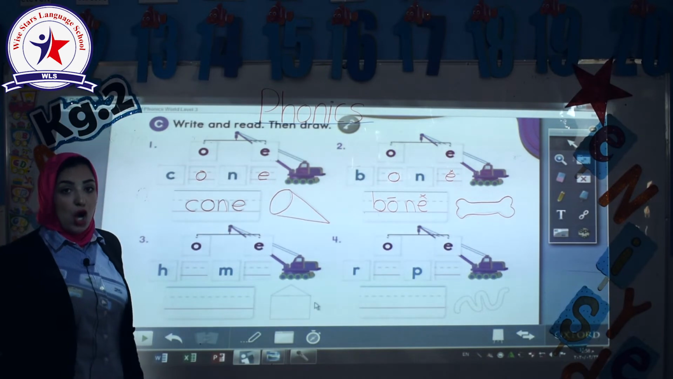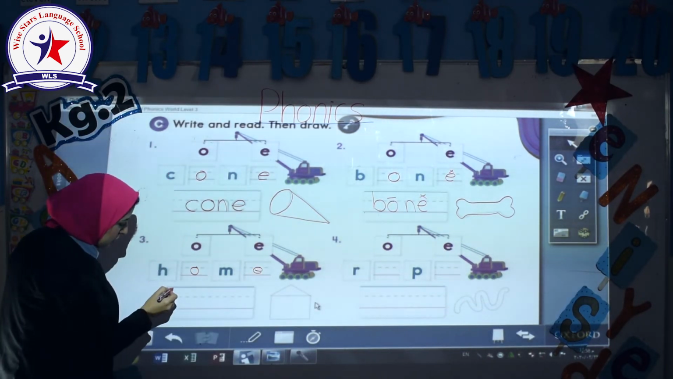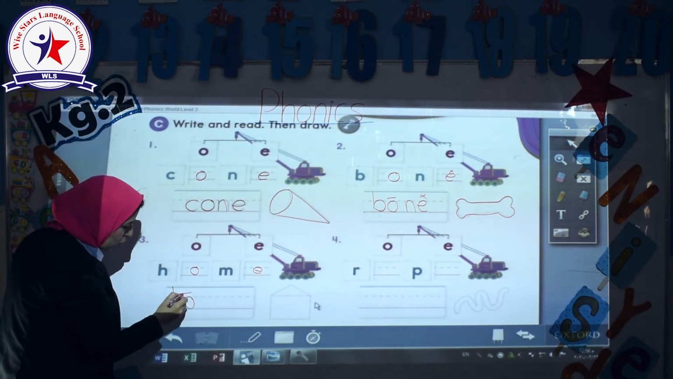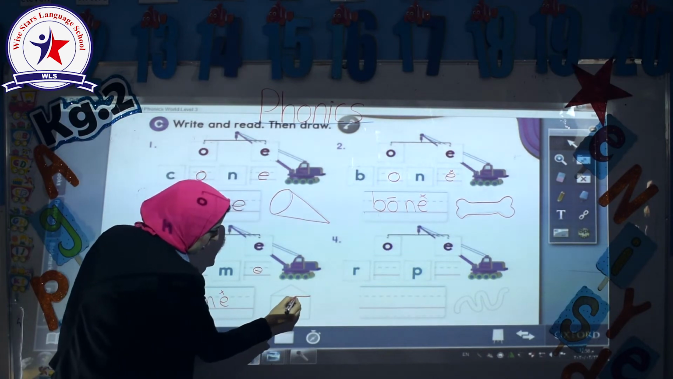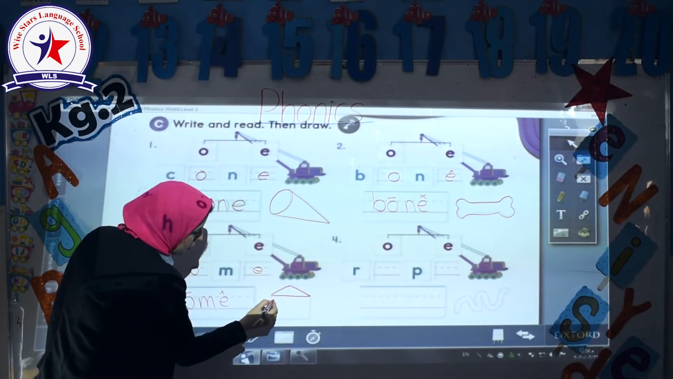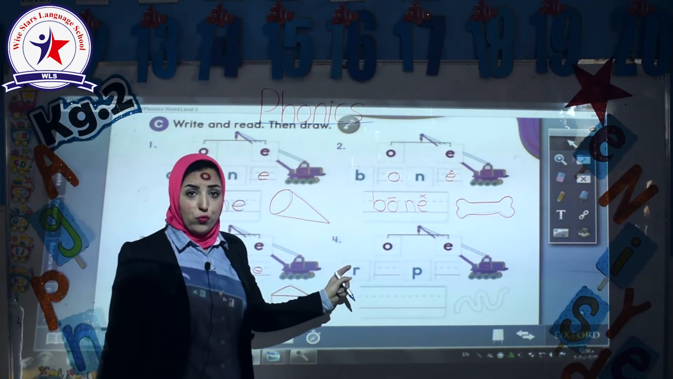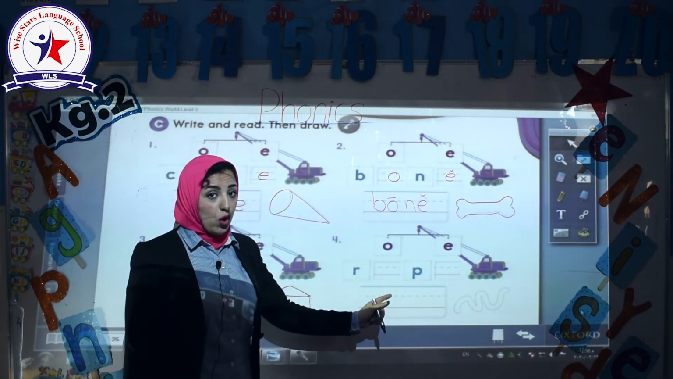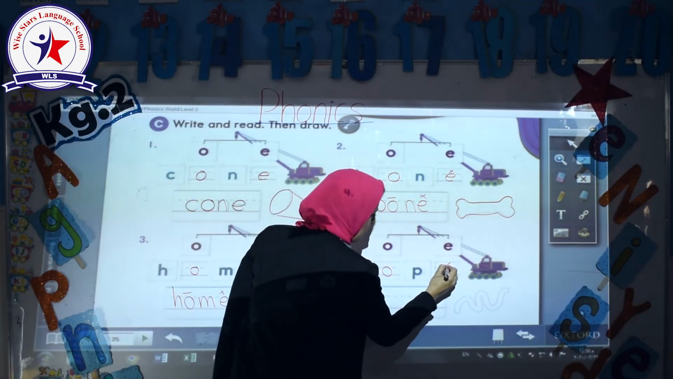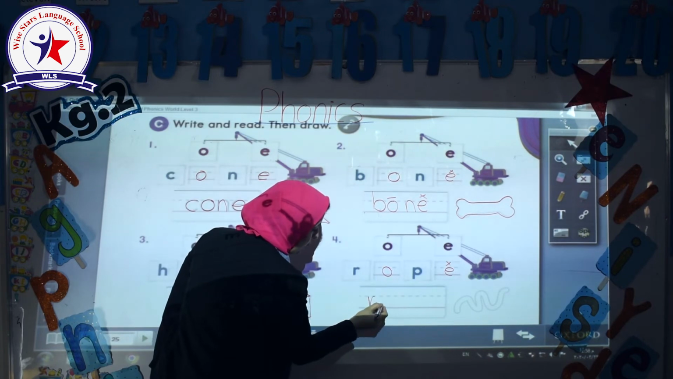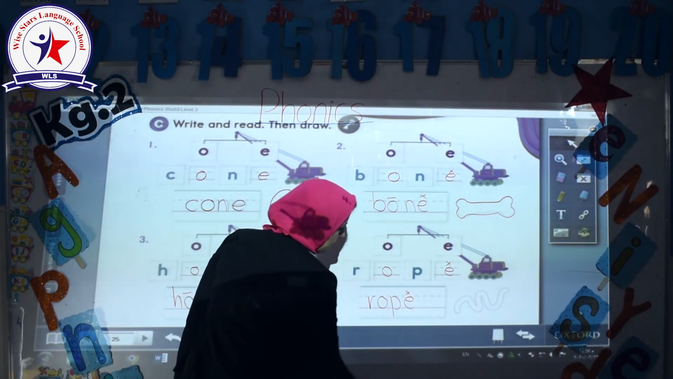Number three, home. Long O, magic E. Let's write the word. H-O-M, silent E. And draw our home. Number four, rope. Write letter O and magic E. R, O, P, and magic E.